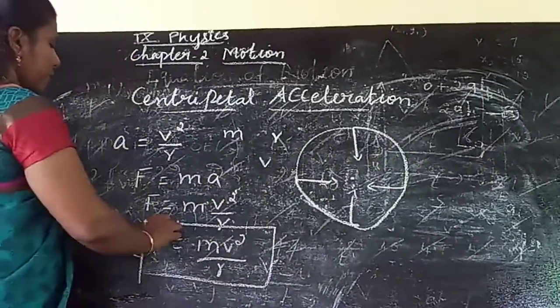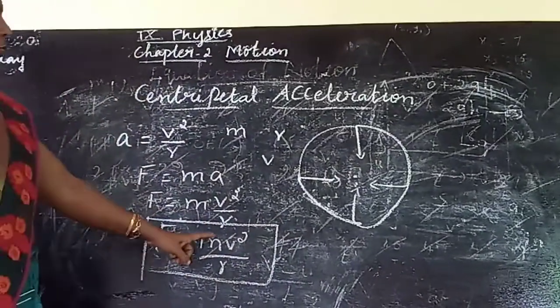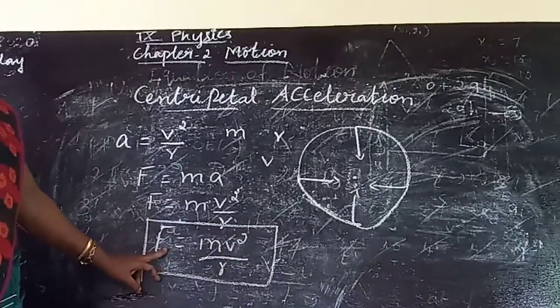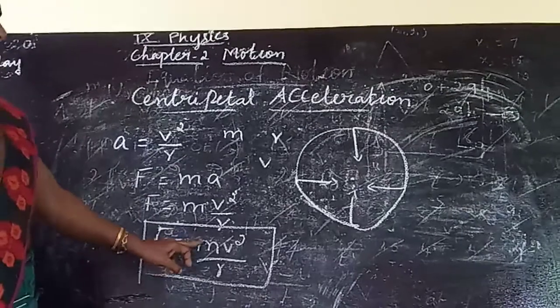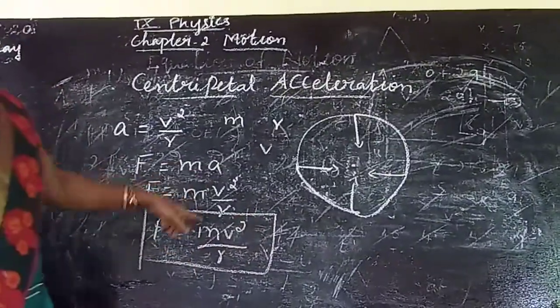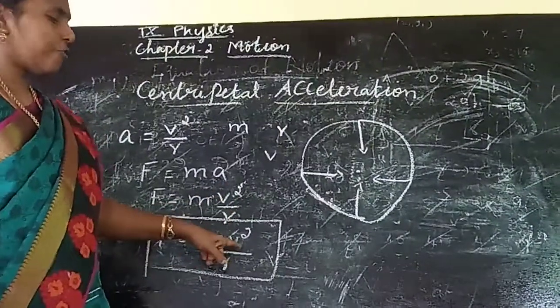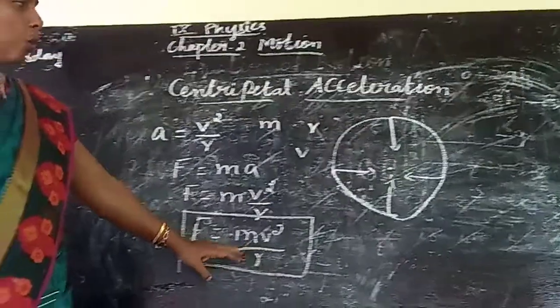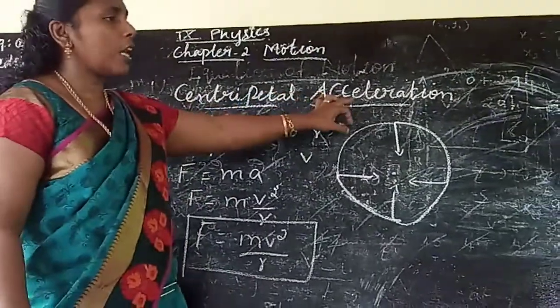What's the formula for centripetal force? F equals m v square by r. This formula you have to learn. What is m? Mass of an object, v is the velocity of an object, and r is the radius. So these are about the centripetal acceleration.